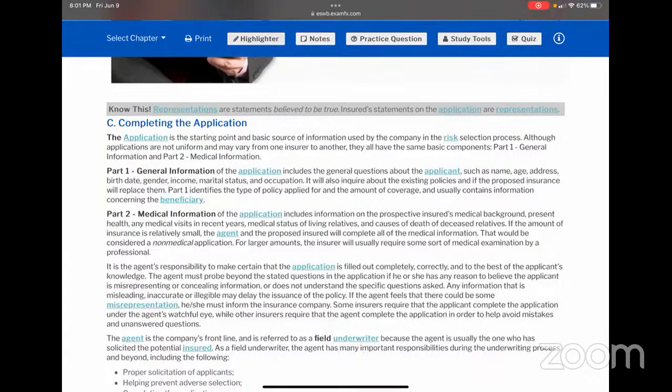General information on the application includes the general questions, just what I said: name, address, age, birthday, gender, income, marital status, and occupation. It will also inquire about existing policies and if the proposed insurance will replace them. Part 1 identifies the type of policy applied for and the amount of coverage, and usually contains information concerning the beneficiary.